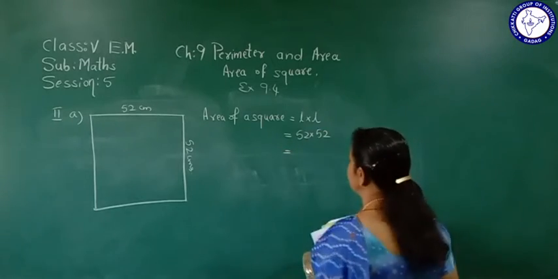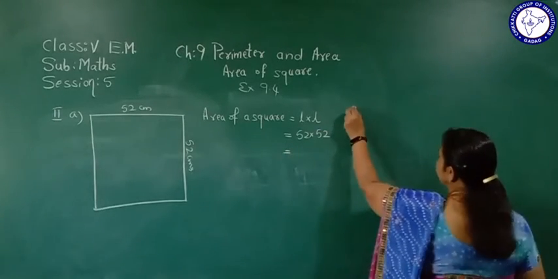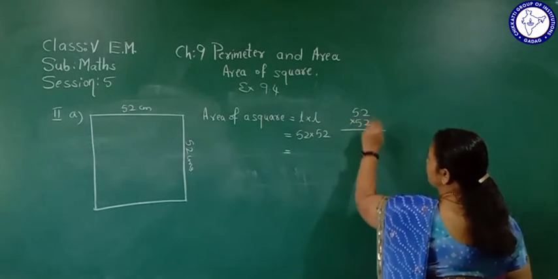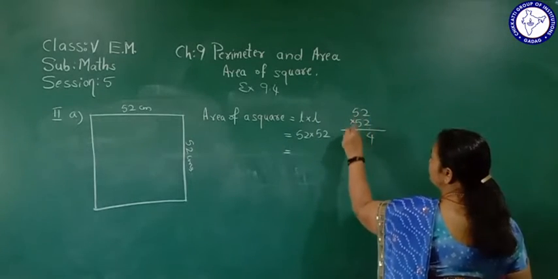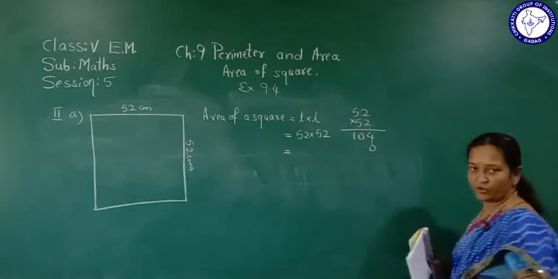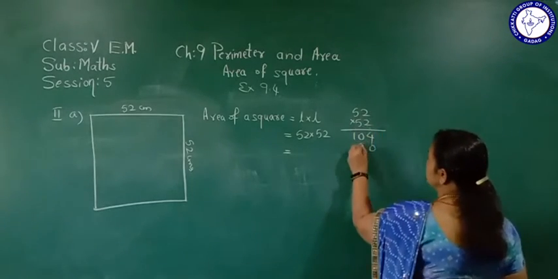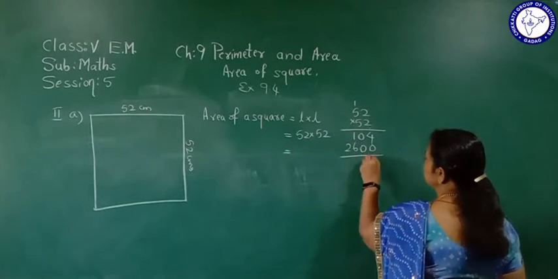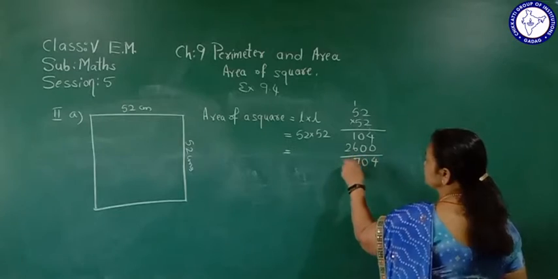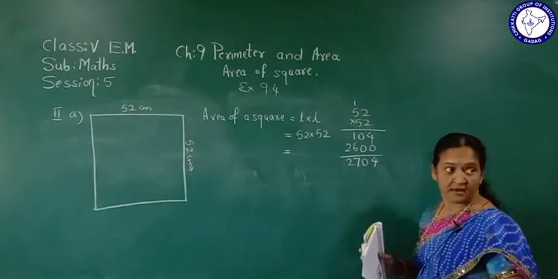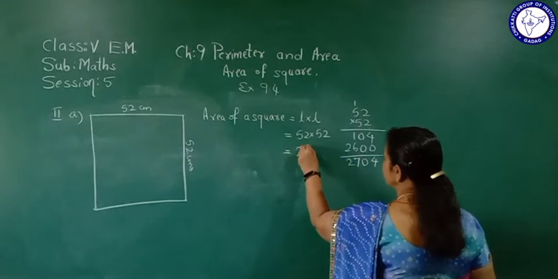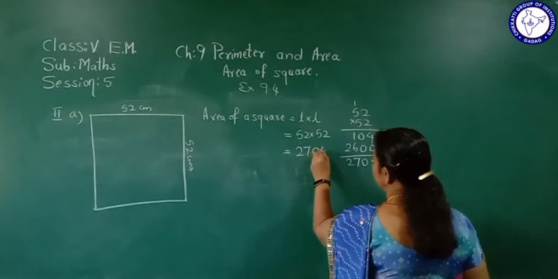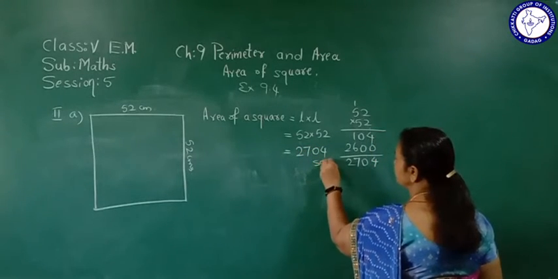Now we don't know what is the answer for 52 into 52. So let me multiply and find. So here 52 into 52. So first multiply by 2, 2 2s are 4. And 2 5s are 10. Then add 0 here. Next 5 2s are 10, carry 1. 5 5s are 25 plus 1, it is 26. So here is 4 0, 6 plus 1 7 and this is 2. So here 52 into 52 is 2704 square centimeters.